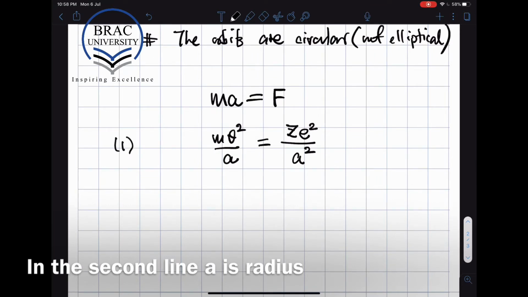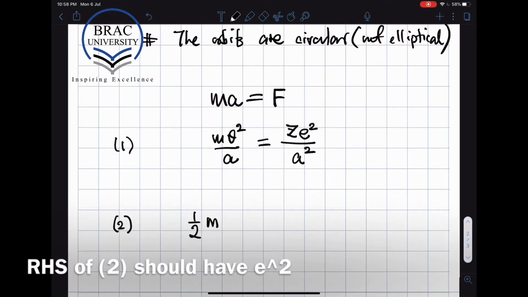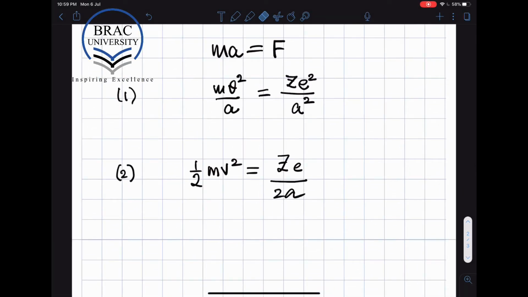So from this, we can figure out what the kinetic energy of the electron is, half mv squared. From the left hand side, we multiply by 2, and then we divide by 2 and multiply by A. So then we get half mv squared is equal to Ze squared divided by 2A. So this is our kinetic energy.